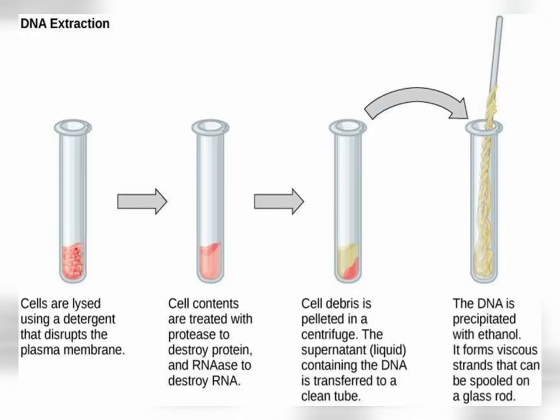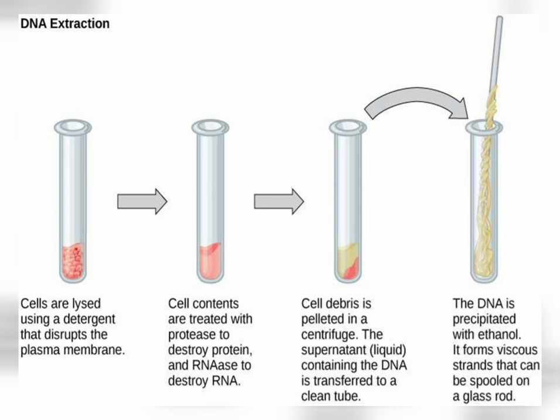You can see here in this picture we have 4 steps with 4 test tubes. In the first step, the cells are lysed using a detergent that disrupts the plasma membrane. It means the plasma membrane is removed. In the second test tube, the cell contents are treated with protease and RNase. The protease is used to destroy the protein and the RNase is used to destroy the RNA.